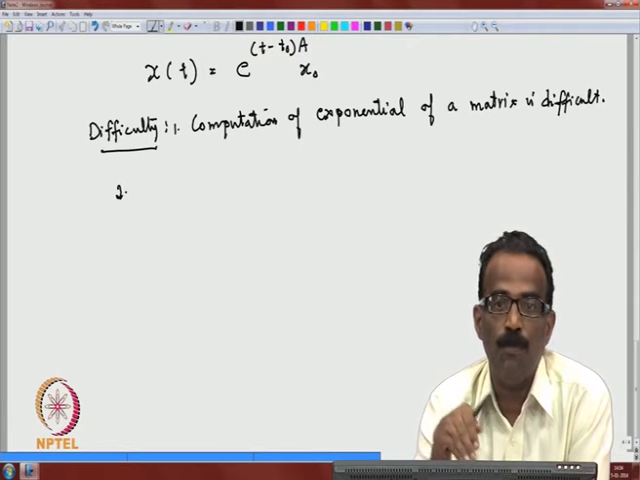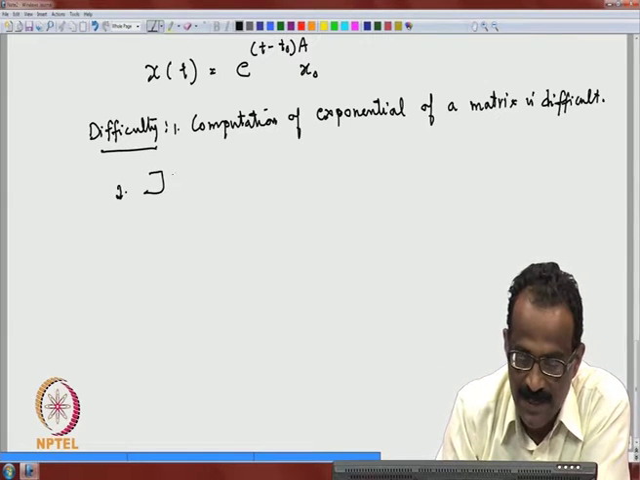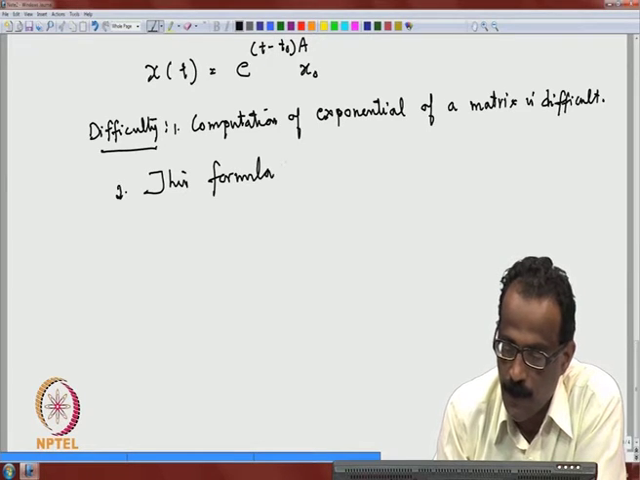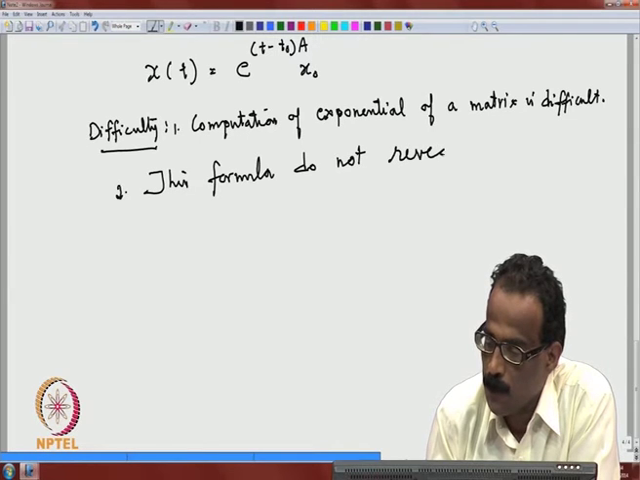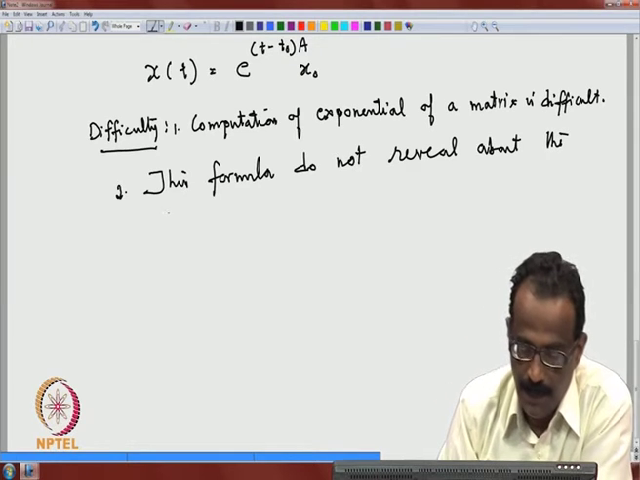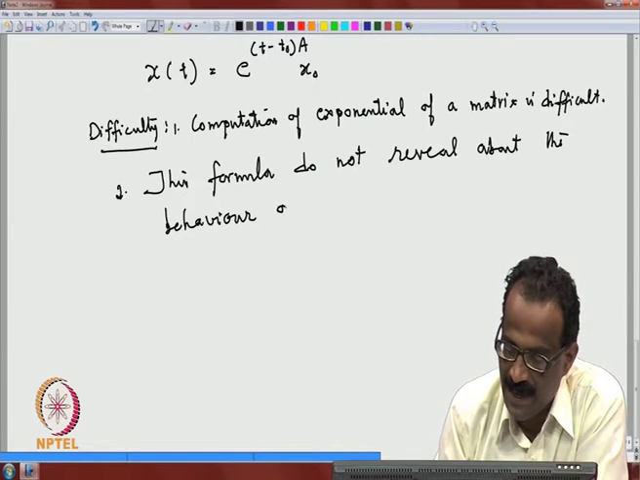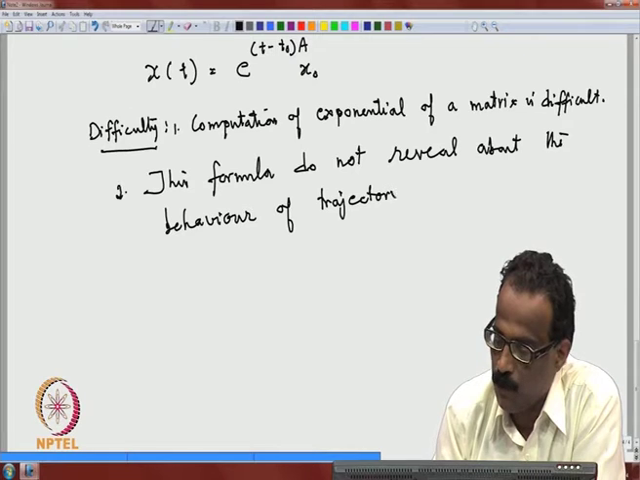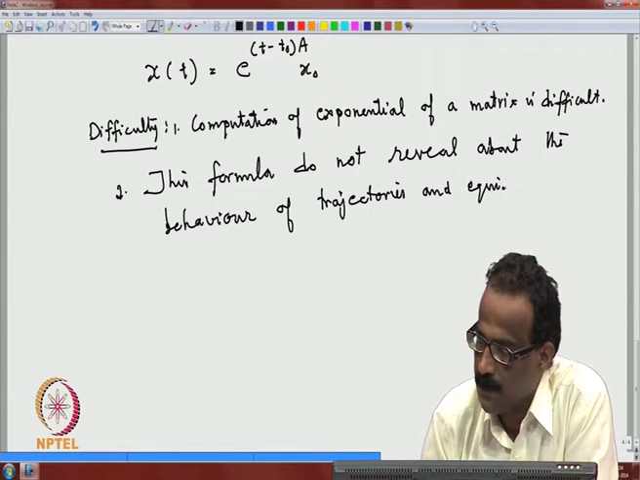So, this formula does not reveal anything about x(t). The second difficulty is that this formula does not reveal the behavior of the trajectories and equilibrium points, which we are going to study.